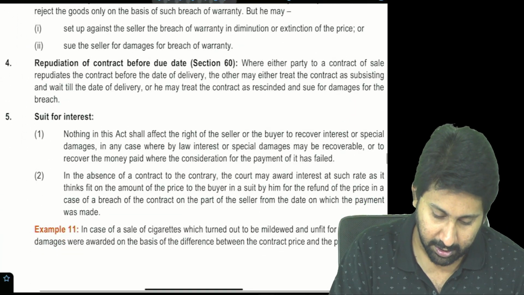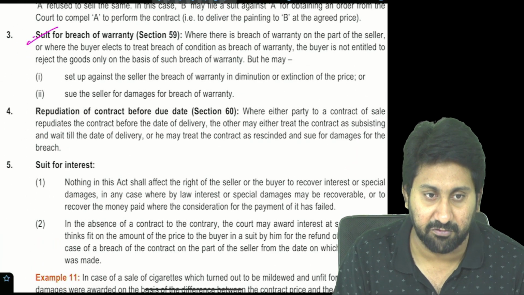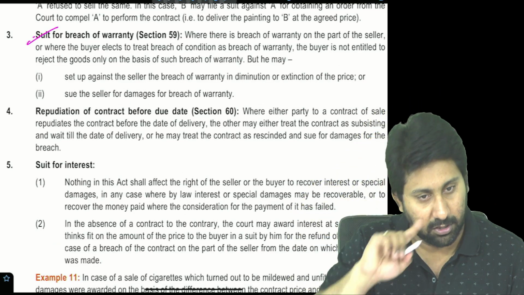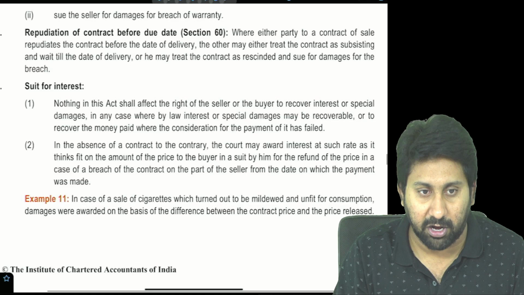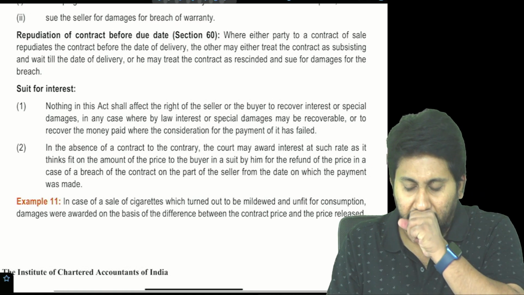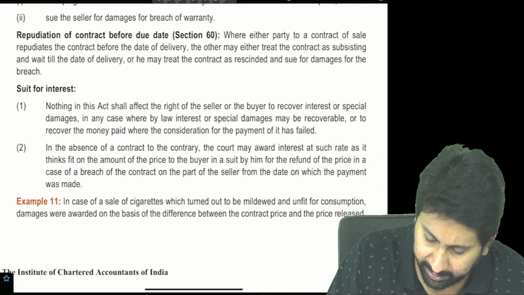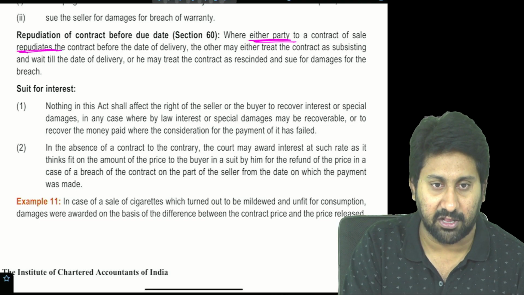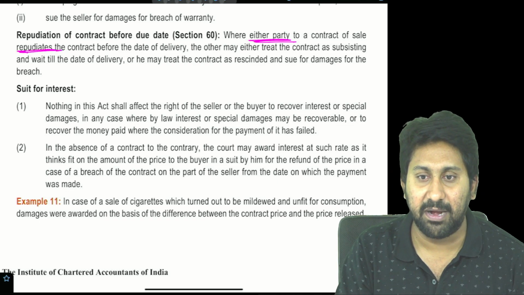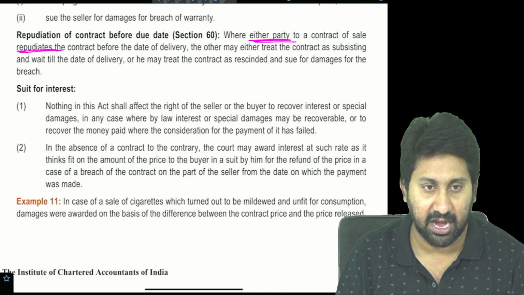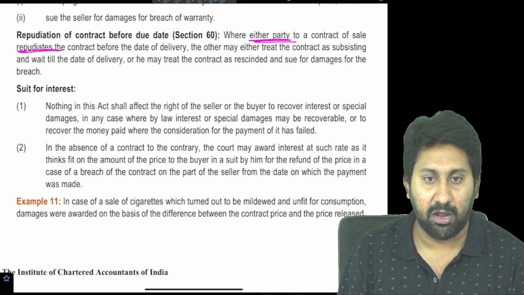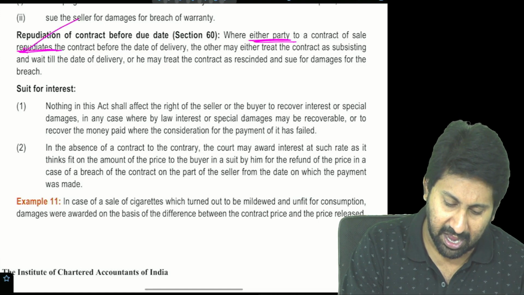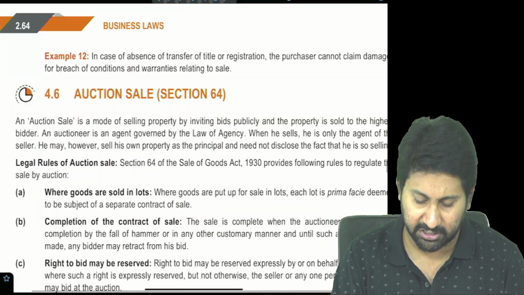Next, suit for breach of warranty. Already in the first chapter we have read that. Repudiate the contract before the due date: where either party to a contract of sale repudiates, meaning cancels the contract, before the date of delivery, the other may treat the contract as subsisting and wait for the date of delivery, or he may treat the contract as rescinded and sue for damages. Same, sir, again repudiation and suit for interest.